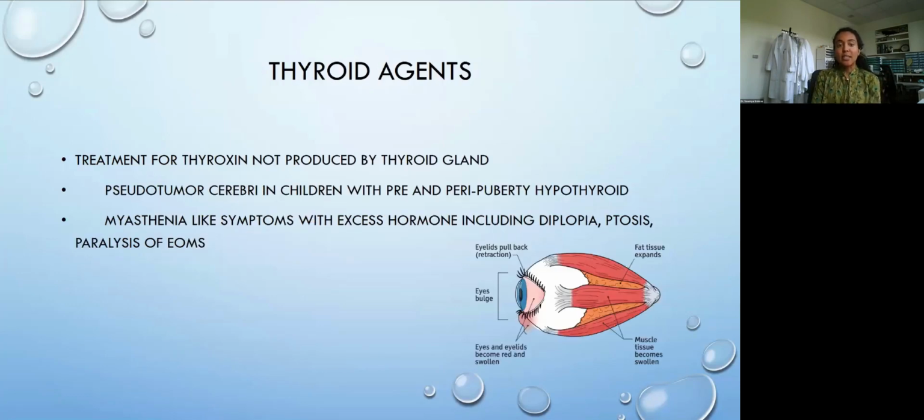Thyroid agents, so these are treatments such as thyroxine, which is not produced by your thyroid gland. It can cause pseudotumor cerebri in children with pre and peripuberty hyperthyroid. It can also cause myasthenia-like symptoms with excess hormones, including diplopia, ptosis, and also paralysis of the extraocular muscles.